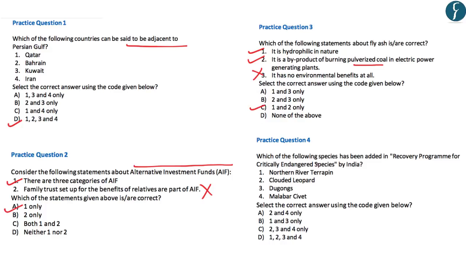Question number 4, it says, which of the following species has been added in recovery program for critically endangered species by India? Options are Northern River Terrapin, second, Clouded Leopard, third, Dugongs and fourth, Malabar Civet. In this, all the four options are correct, hence D is the correct answer.